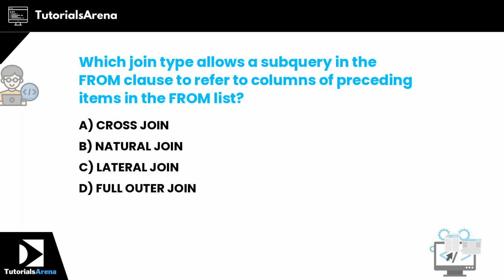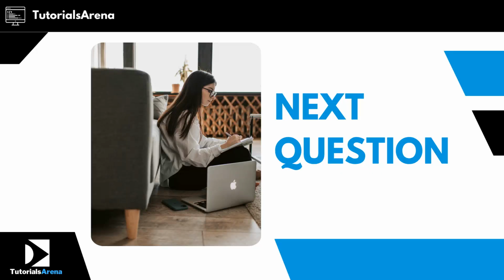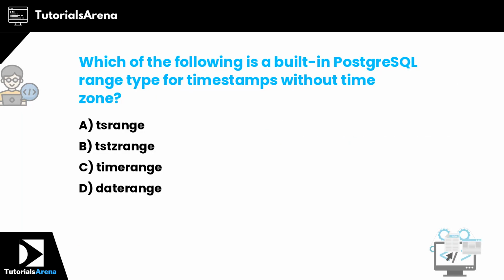Which join type allows a subquery in the from clause to refer to columns of preceding items in the from list? The correct answer is option C, lateral join. Which of the following is a built-in PostgreSQL range type for timestamps without time zone? The correct answer is option A, tsrange.